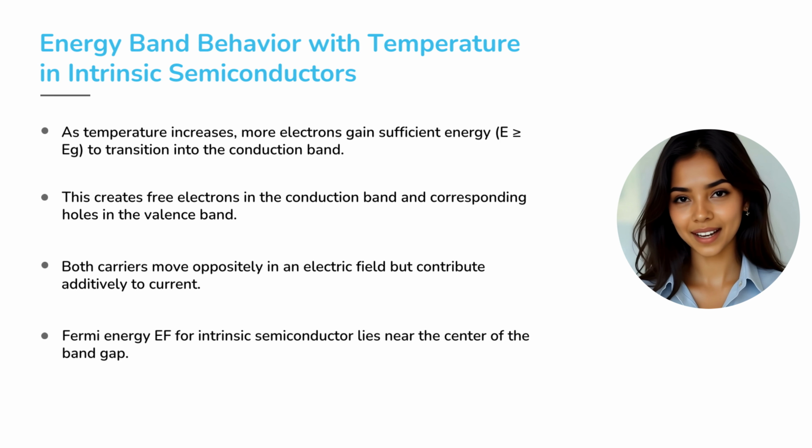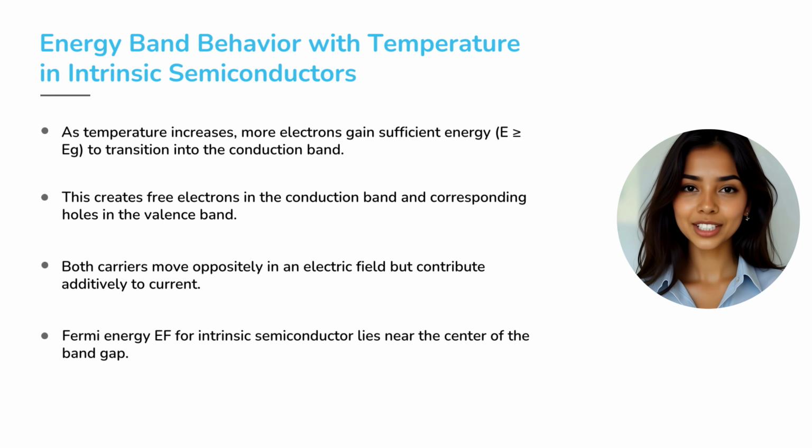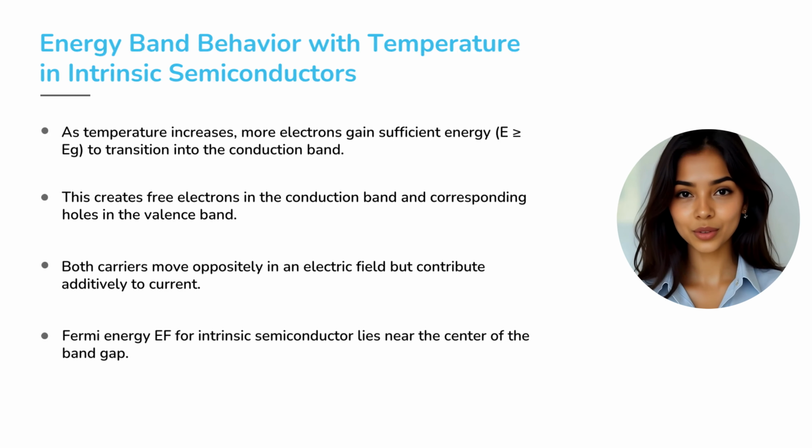So picture this: as the temperature rises, dots representing electrons begin to swarm into the upper band, while little holes are left behind below. In an electric field, electrons move toward the positive terminal while holes drift toward the negative terminal, but both movements add up constructively to create current. If you look at the band structure in our diagram, you'll see the valence band at the bottom, the conduction band at the top, and the band gap in between.